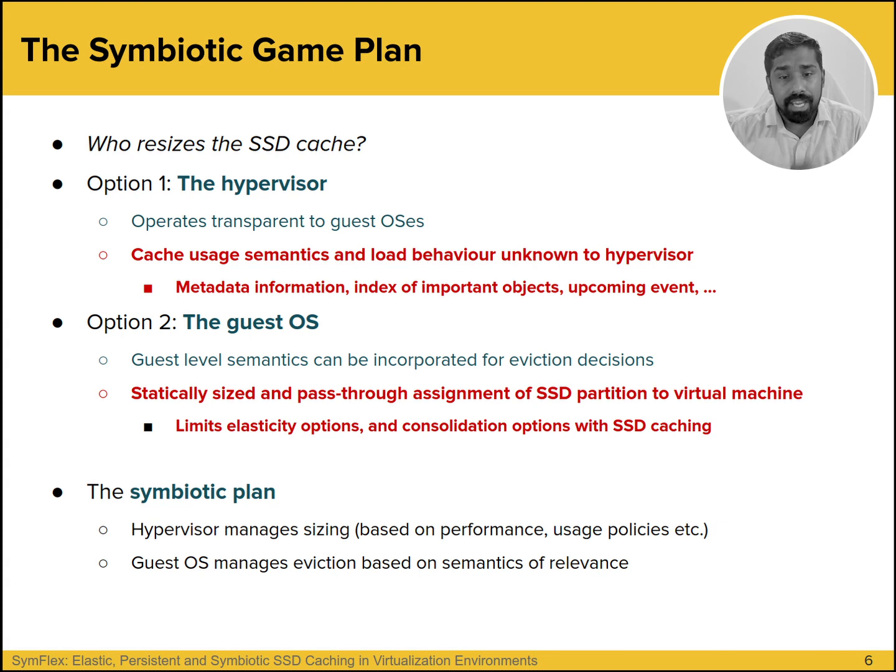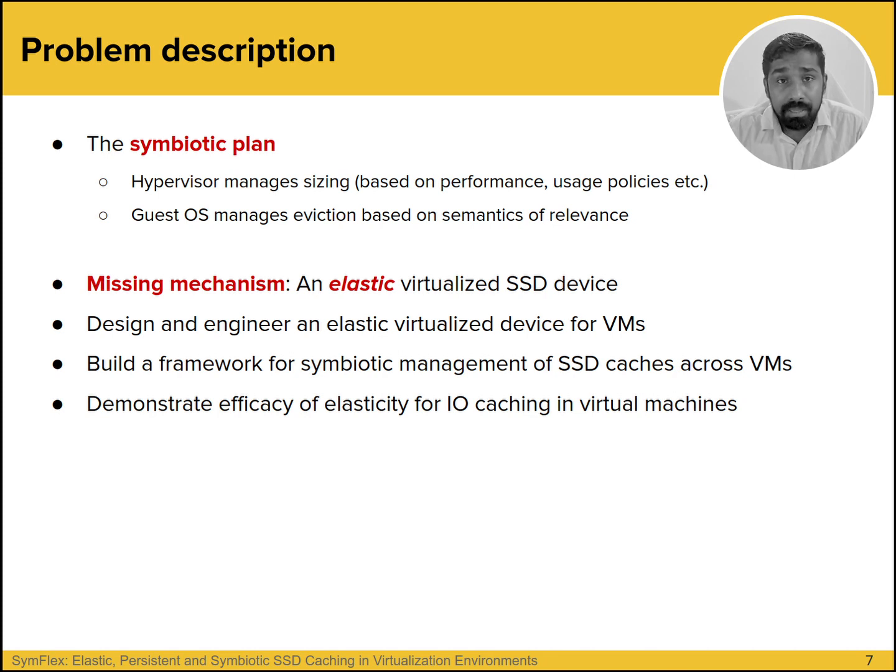If the guest manages the cache, it can use the cache usage semantics for better eviction decisions. But the existing SSD virtualization techniques are statically sized and lack the elasticity feature during runtime. So for optimal performance, let the hypervisor manage the SSD resource across the VMs and the operating system manage the evictions based on the cache usage semantics. To support this symbiotic game plan, the main challenges are the lack of an elastic SSD virtualized device and a framework for symbiotic management of the cache by the hypervisor and the software entities within the virtual machine.